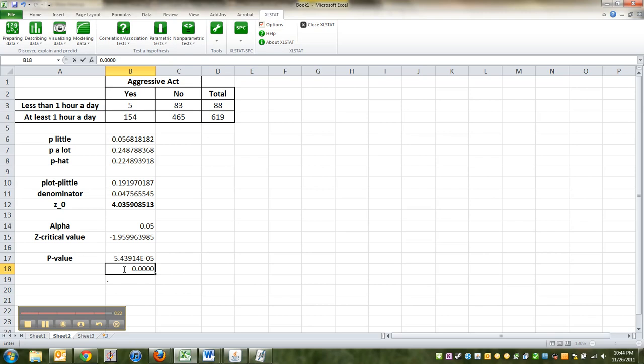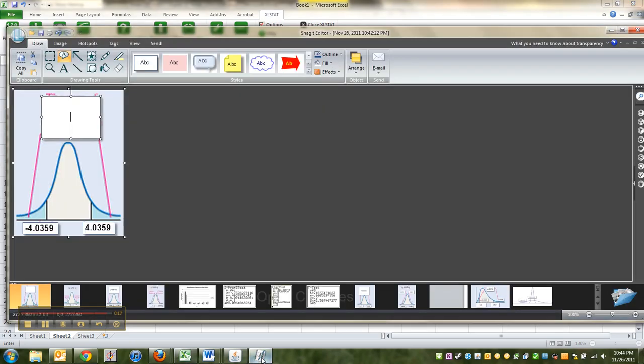0.0234, 4 zeros and then a 5, right, because it's scientific notation. So that's my p-value. All right, there we go. We will finish this method up next time, and I will also show you StatCrunch for the same method next time.